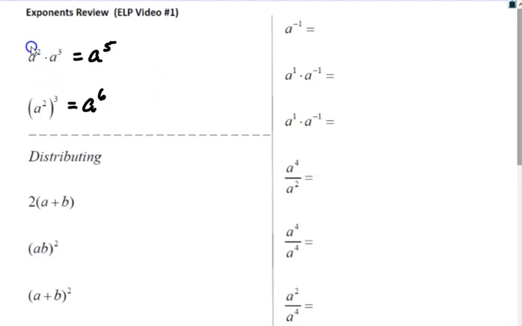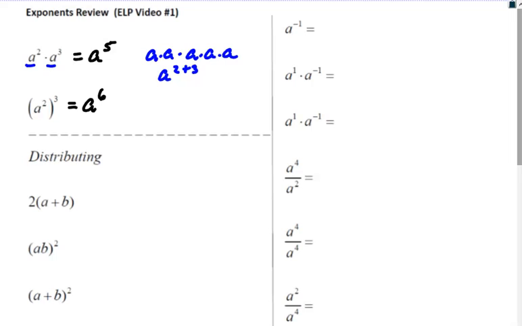So what you need to do is remember that when you raise a number, or any quantity, to a power, you are multiplying that quantity times itself that many times. So this is just a times a, and then a times a times a, which is a to the 5th. And so when we have two numbers with the same base, we can just add their exponents. So this is a to the 2 plus 3 power. And that's where you get a to the 5th.